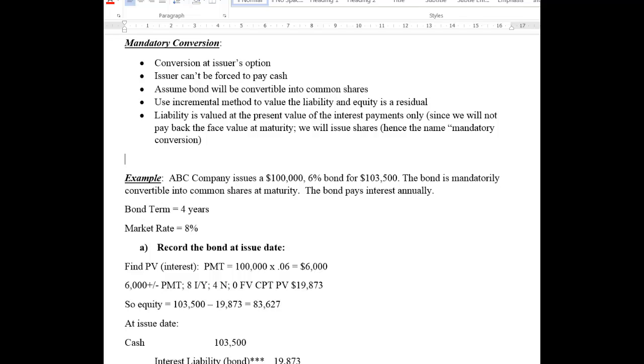So we use the incremental method to value the liability, and the equity is squeezed out as a residual. But don't forget, because we assume that the issuer will not pay out the face value at maturity, the only liability we're going to present value is the interest payment itself. So that's why, in this last bullet point, the liability is valued at the present value of the interest payments only. Again, that's because we can't force the issuer to pay the face value back at maturity, so we assume shares will be issued.